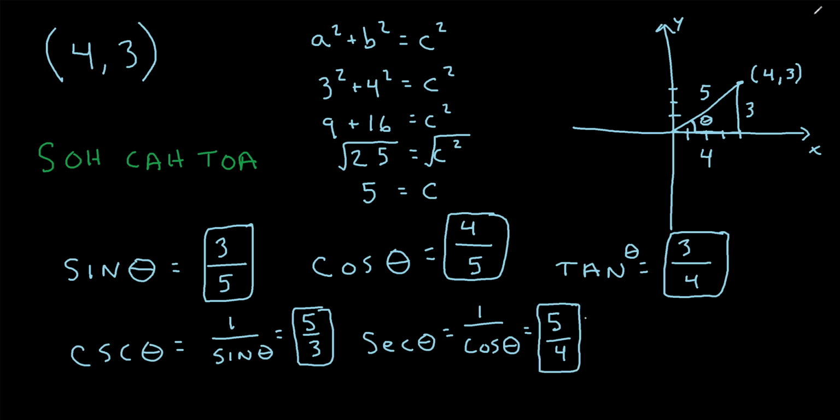And lastly, what if we wanted to find the cotangent of the angle? Well, recall that as just 1 over the tangent, or the reciprocal of the tangent. So the tangent is 3/4, so the reciprocal of that is 4/3. So just given the point 4, 3, we were able to find all of these trig functions: the sine, cosine, tangent, cosecant, secant, and cotangent.